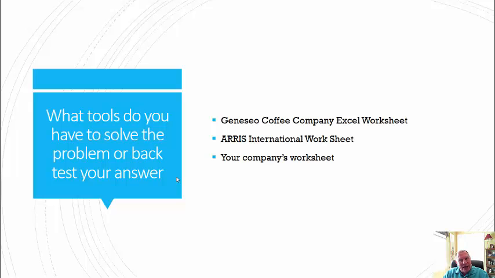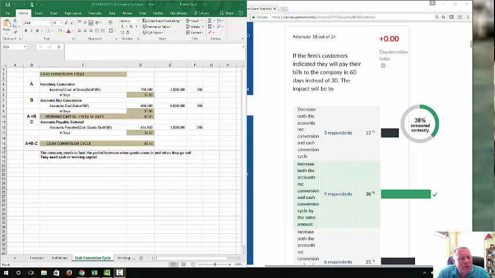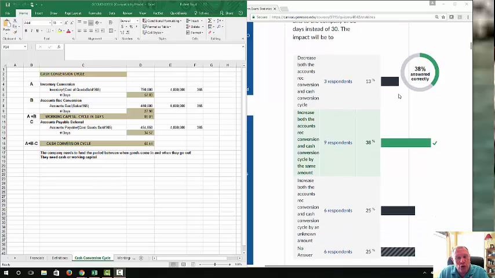And how that affects cash. Now, you had many tools available to you: the Geneseo Coffee Company Excel worksheet, the Eris International worksheet, and your company's worksheet. So I'm going to walk you through these questions using the worksheet. On this side, I have the Geneseo Coffee Company cash conversion cycle. On this side, I have the question, the potential answers, and you can see who answered correctly.